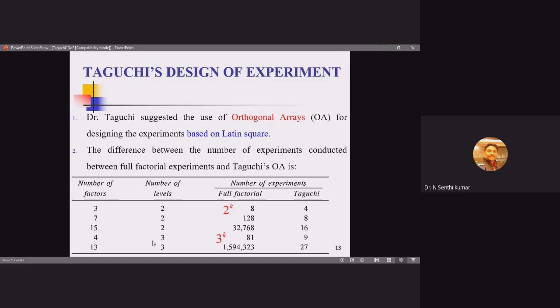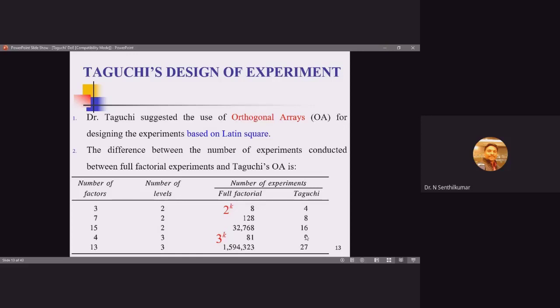Similarly, 3 power 4: 3 into 3, 9, 9 into 3, 27, 27 into 3, you get 81 experiments. But in the case of Taguchi, it is just 9. So 72 experiments we are going to reduce. But whatever effect it is going to put, the same effect we can get. In the worst case, instead of 9, we can go with the L27 orthogonal array.